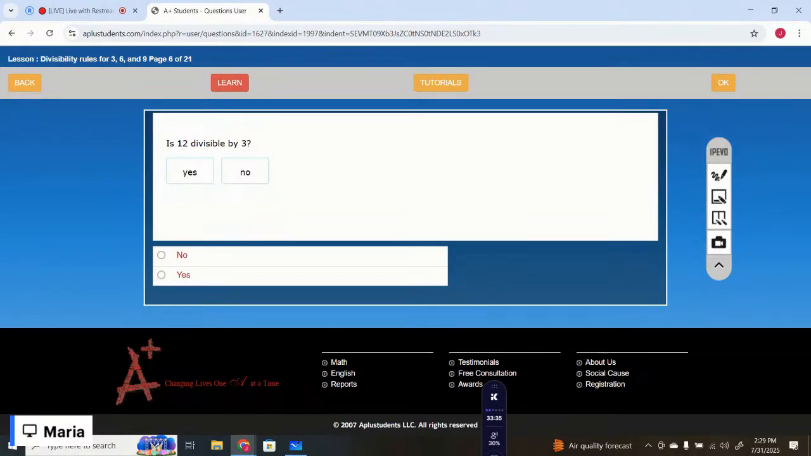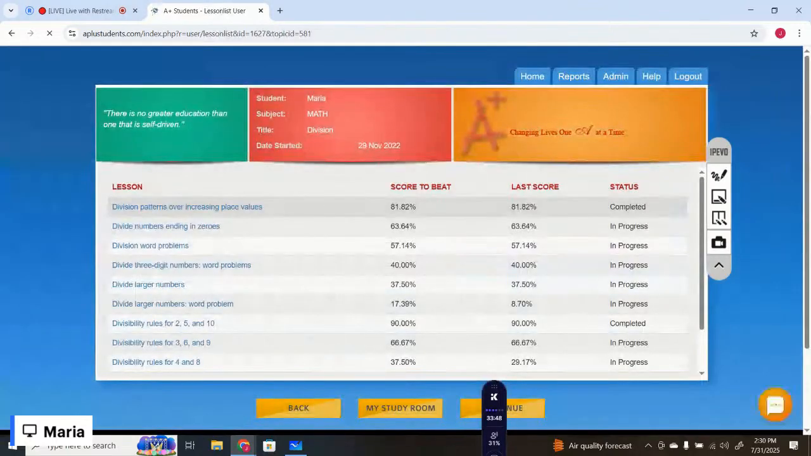Is 12 divisible by 3? Yes, it is. 12 is divisible by 3. The correct option is yes. Okay, you can complete the lesson by yourself later today. Let me just move on to the next lesson.